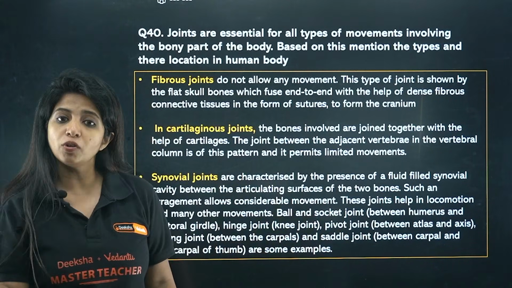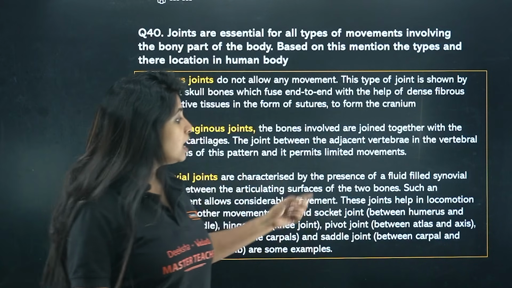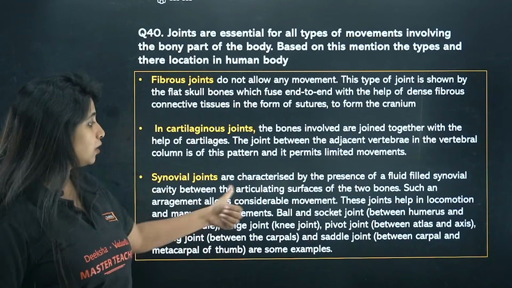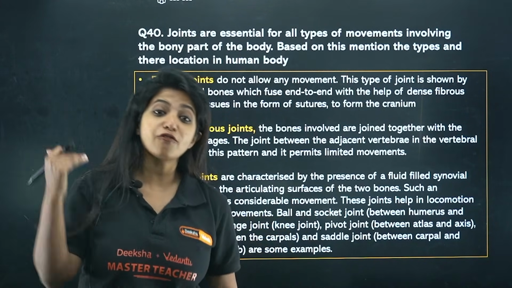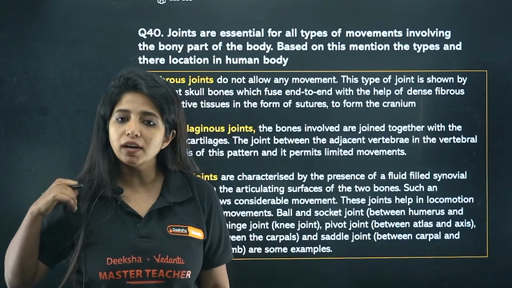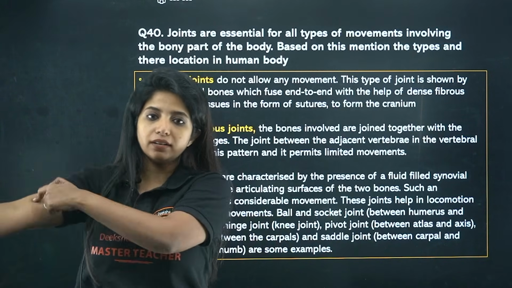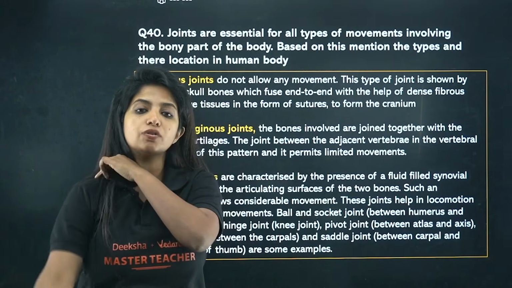So the maximum amount of movement is going to happen in synovial joints. Now these joints help in locomotion and many other movements. Okay, now listen, there are different types of synovial joints. You have ball and socket joint, which is over here and here. So the humerus is there, and over here, my dear children, you have the pectoral girdle.